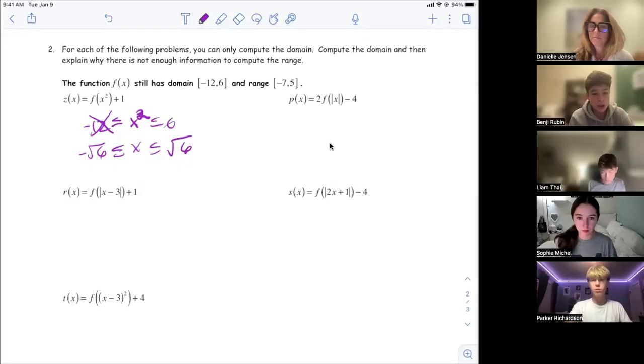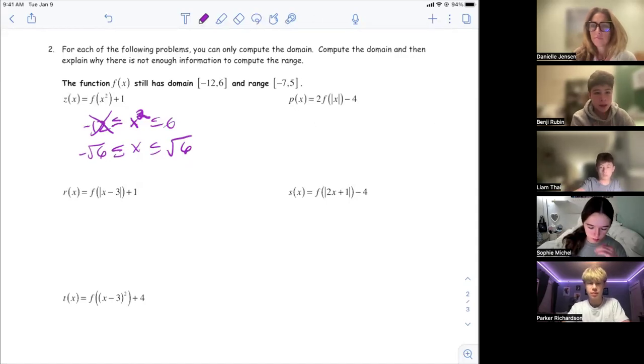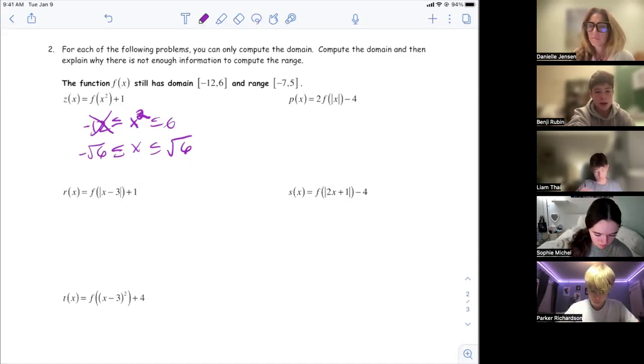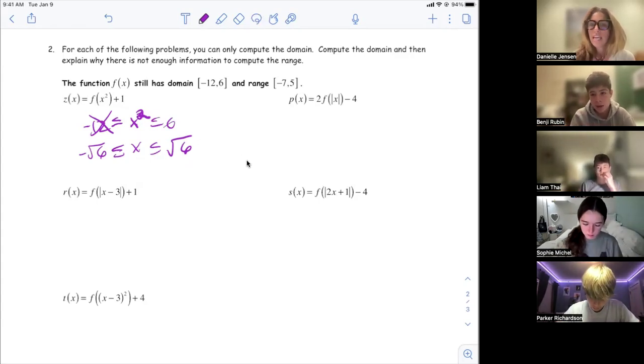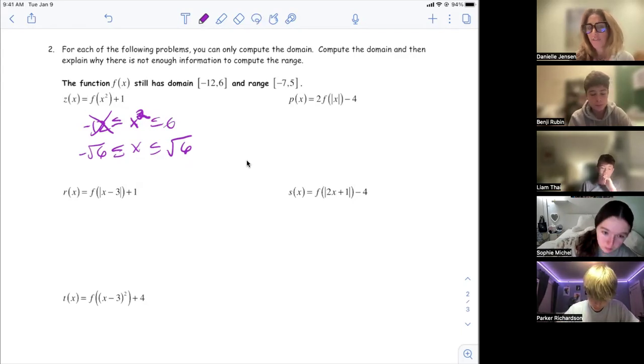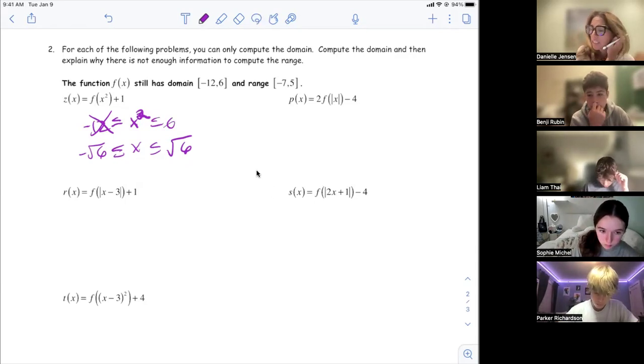Find the range. The two times where you can't find the range is just when you have the x squared in there, and then when you're cutting off with the absolute value. Exactly. So anytime you find yourself crossing off anything that's on the negative side, because that's not going to be relevant anymore, then that would be the case.